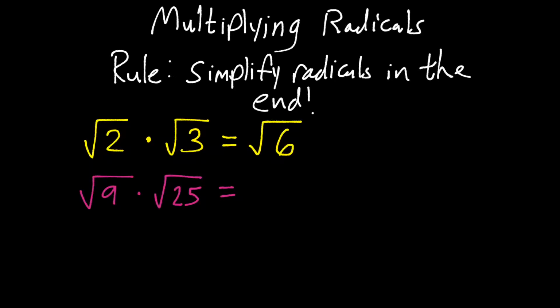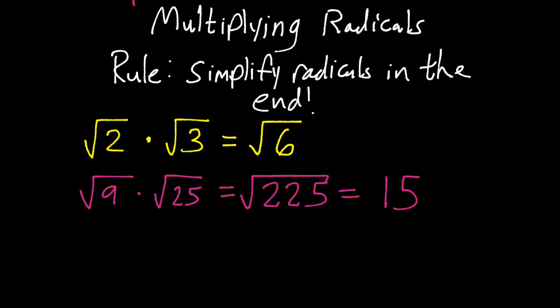Alright, just like before, 9 times 25, that's 225. It's going to be the square root of 225, but we can't leave it like this. We have to see what we can simplify that down to. The square root of 225 is 15. So the answer is just 15.